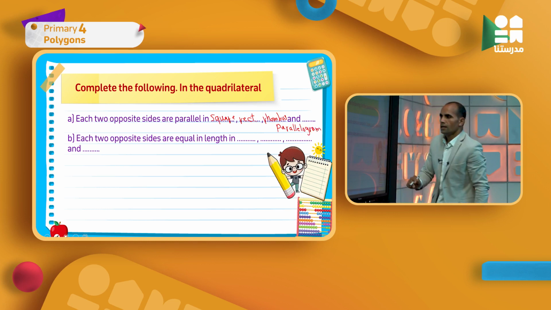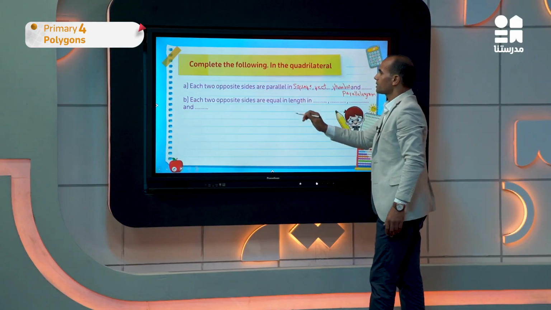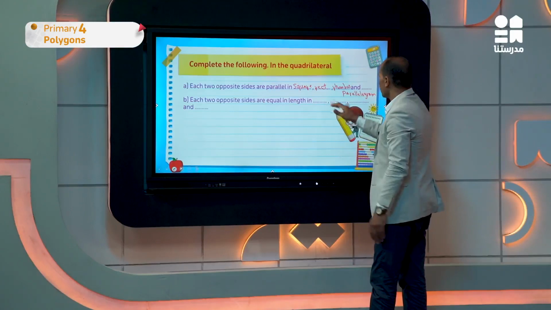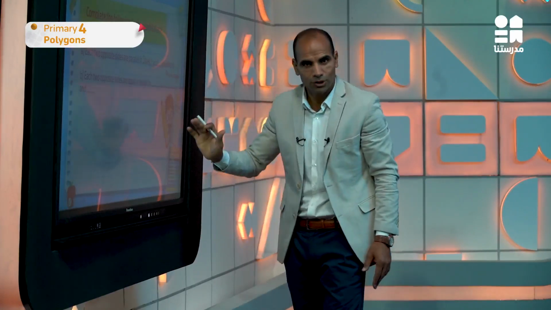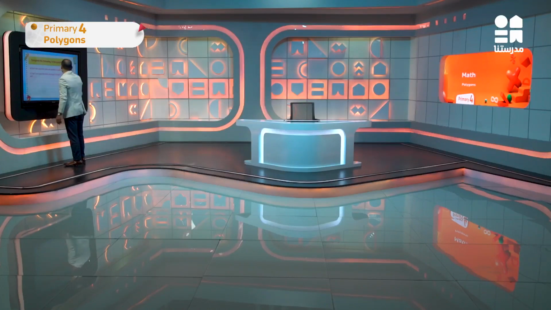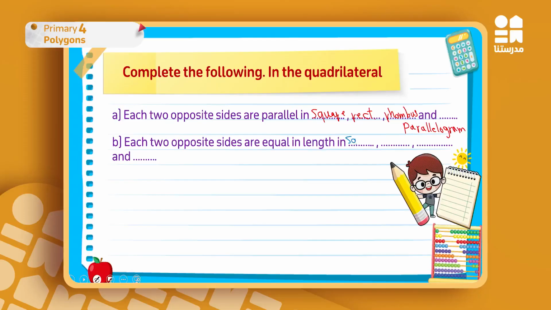Okay. B, each two opposite sides are equal in length. Equal in length in what? We have here 4 spaces. Each two opposite sides are equal in length in the 4 quadrilaterals. Again, in another color: square, rectangle, rhombus, and parallelogram.